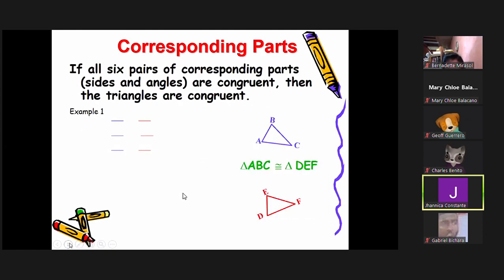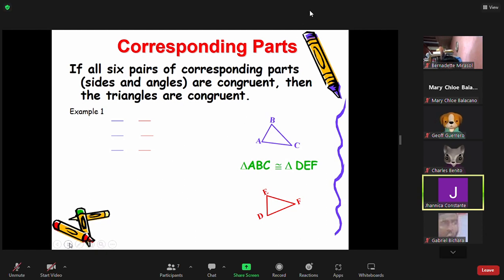So we can name 6 parts of our triangle when we are identifying if they are similar or congruent by just identifying the sides or segments and the angles that we have. For example, we have triangle ABC and triangle DEF, and according to these two triangles, they are congruent. To prove these two triangles are congruent, we need to identify the 6 pairs of corresponding parts of our two triangles based on the sides and based on the angles.